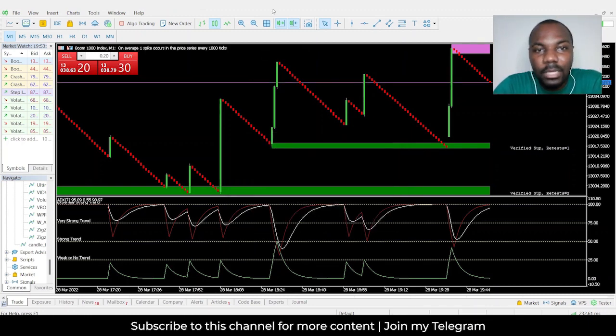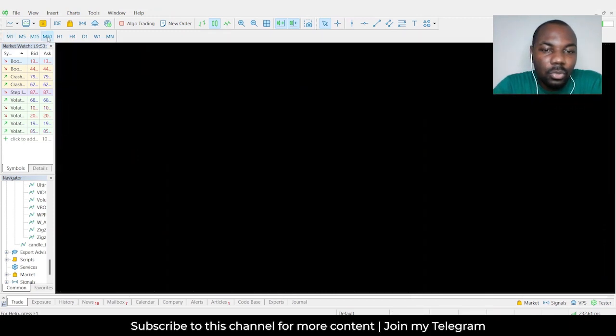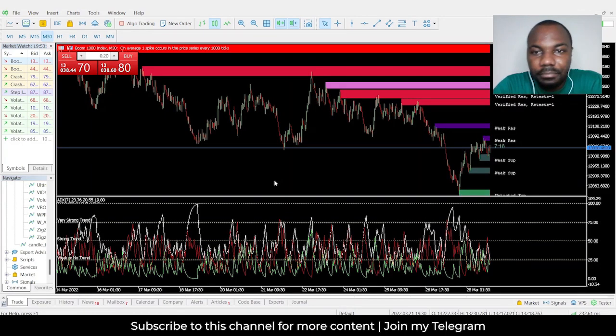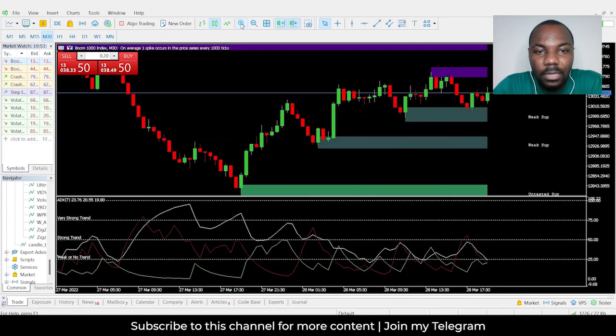But for the 1 minute time frame, we don't really get a right picture because everything here doesn't seem to make sense. So I'm going to switch to a higher time frame, say M30 or H1, and then you see it's a bit scattered. So what I'm going to do is zoom in and then explain all these things.